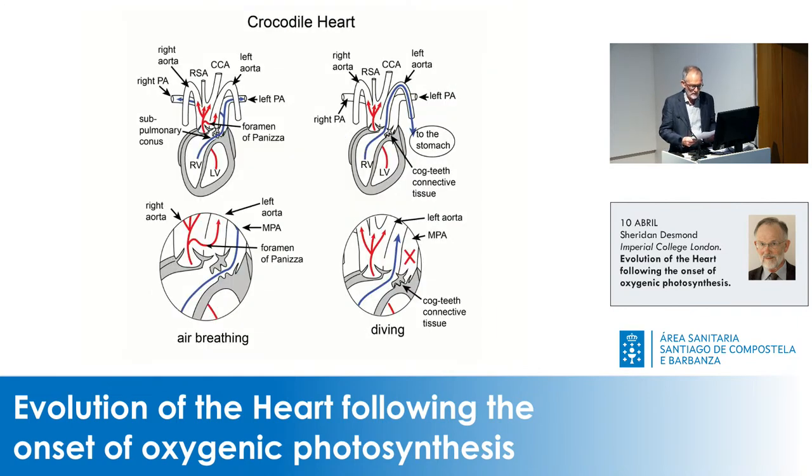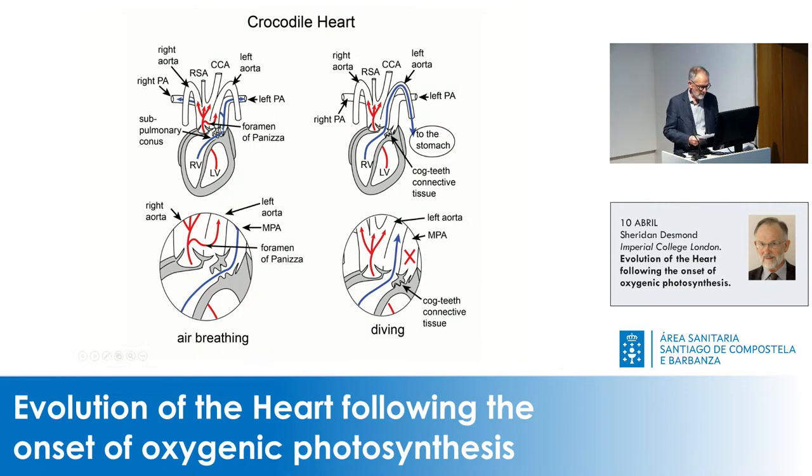Crocodiles are of particular interest in that they have a fully developed four-chambered heart, and yet are well adapted to intense activity when diving. There's no mixing of venous and arterial blood within the heart. However, crocodiles have evolved a unique method for doing so outside the heart. Crocodiles have left and right-sided aorta, as shown here.